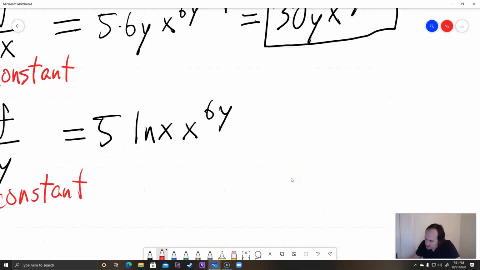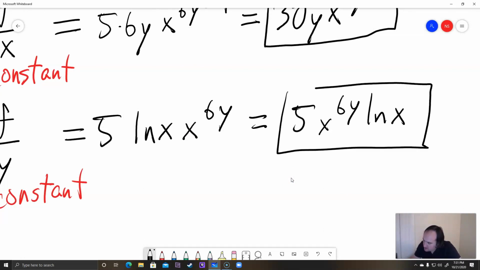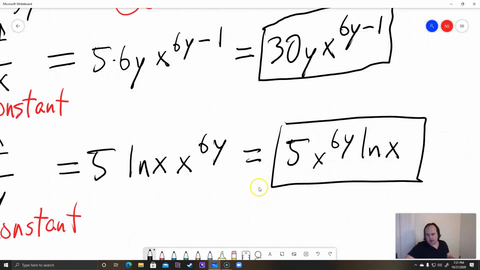So for our answer, we're going to have this in the form 5x to the 6y times ln of x. Okay, and that's going to be our partial f partial y. So it's a little bit tricky. It's not that the problems are long, it's just tricky because it's easy to confuse which case you're in.